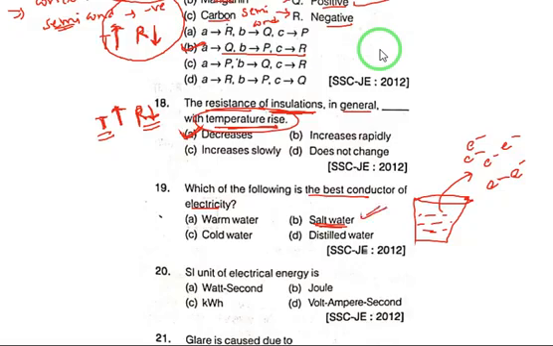For distilled pure water, if you consider, it won't act as a conductor. It acts just as an insulator. It won't allow any current through it. Only salt water acts as the best conductor here, because impurities will be present here.